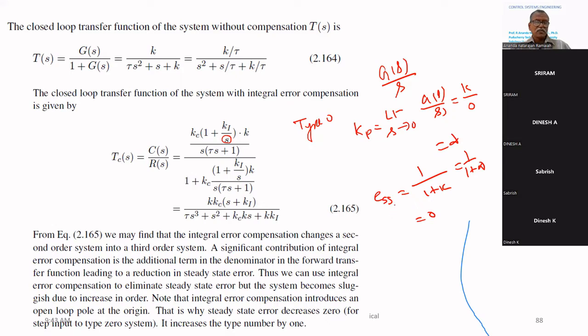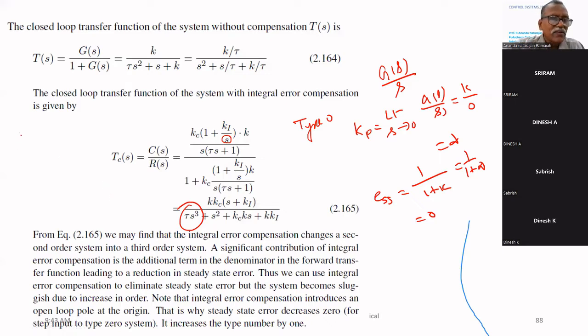That is one advantage. But another disadvantage is the order of the system is increased by 1. As the order of the system increases, the system becomes sluggish.